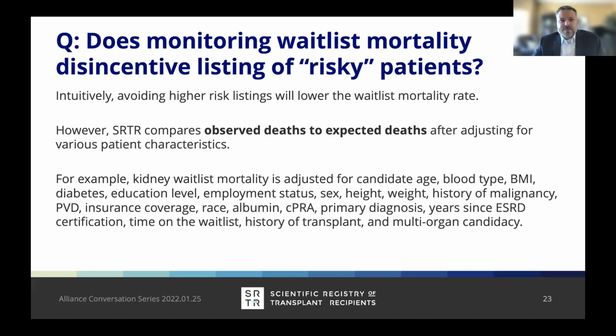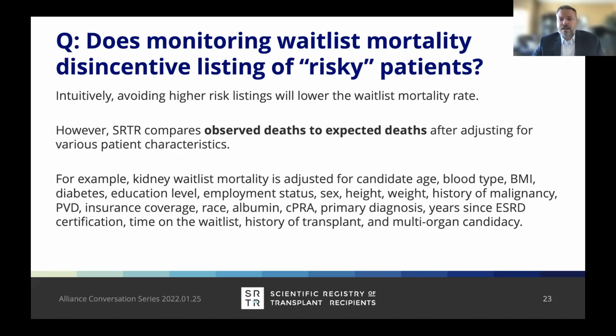Some common questions come up. I thought I would just address a few of these as we go through. Does monitoring waitlist mortality disincentivize listing of risky patients? This is a common criticism of essentially any metric we look at. You could apply that same question to post-transplant outcomes. If you monitor my post-transplant outcomes, I am going to deviate away from the risky transplants and only do the easy ones. In other words, I'll deny access.